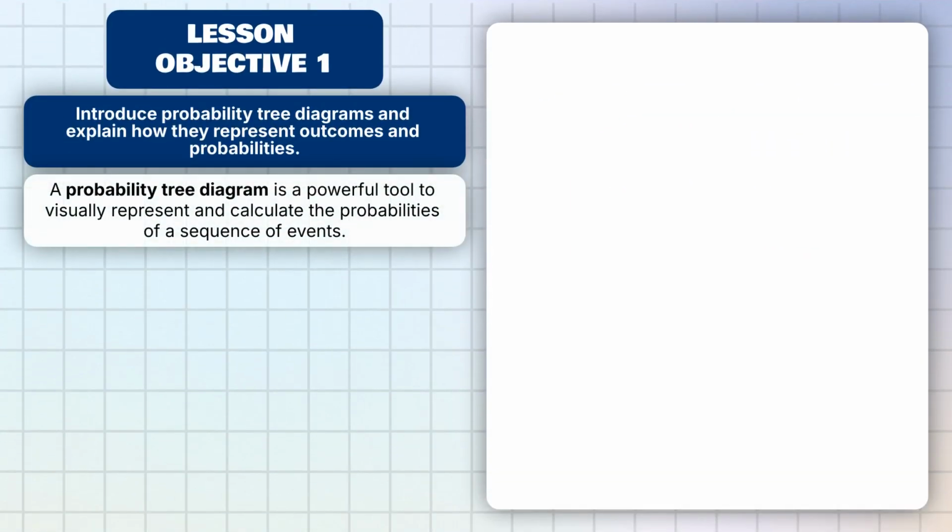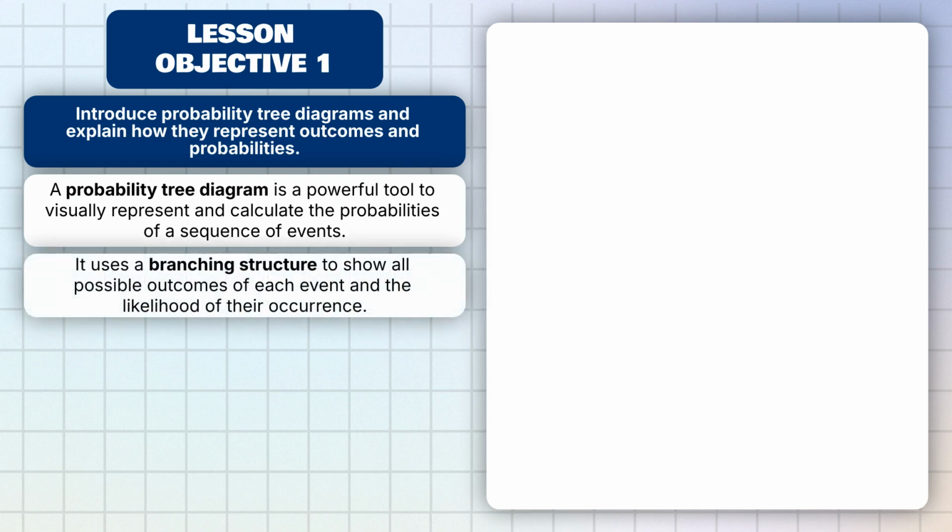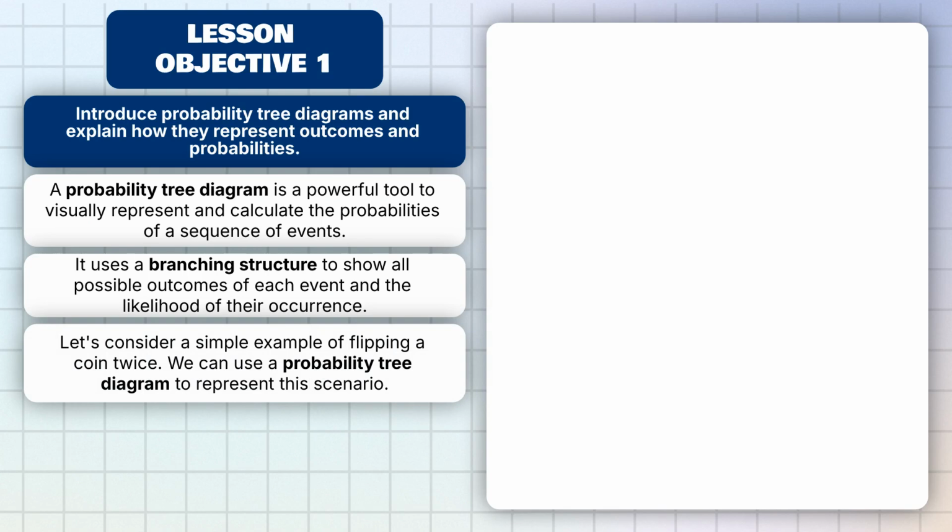A probability tree diagram is a powerful tool to visually represent and calculate the probabilities of a sequence of events. It uses a branching structure to show all possible outcomes of each event and the likelihood of their occurrence. Let's consider a simple example of flipping a coin twice. Here's how we can use a probability tree diagram to represent this scenario. Start with a single point representing the first coin flip. This point branches into two arrows, one for heads and another for tails.